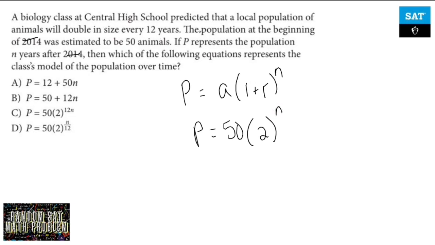But since it's every 12 years, and if I wanted to do something like 7 years, I have to divide by 12. Since it doubles every 12 years, if I wanted to do 7 years, I would have to do 7/12 here, which gives us that equation right there. The answer is D. So kind of tricky, not too bad though.